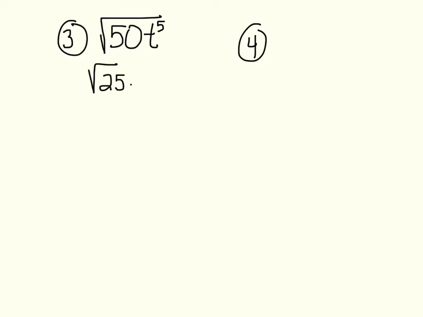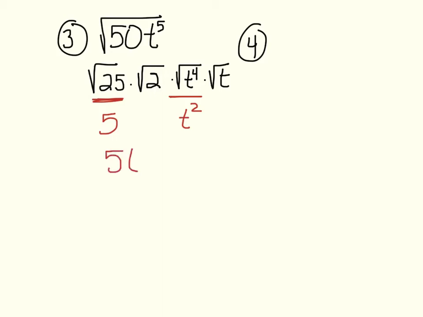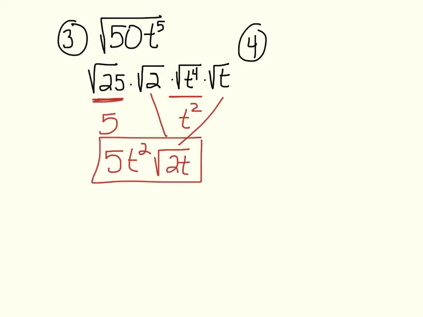Example number 3 and example number 4. The square root of 50 t to the 5th. The square root of 50 is going to be broken down into the square root of 25 times the square root of 2 times, we subtract 1, the square root of t to the 4th times the square root of t. The square root of 25 is 5. The square root of t to the 4th is t to the 2nd. These two numbers go out front. These two come down into the square root since you can't do them. And my answer would be 5t squared times the square root of 2t.